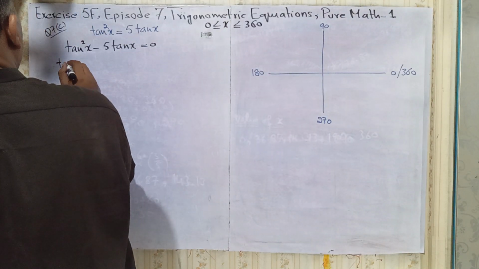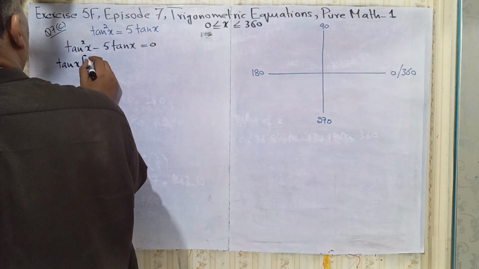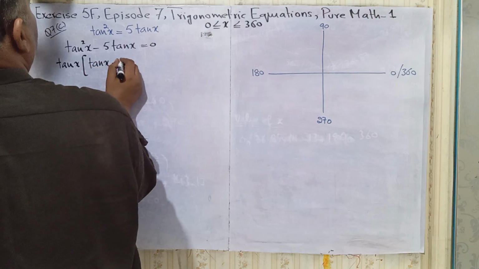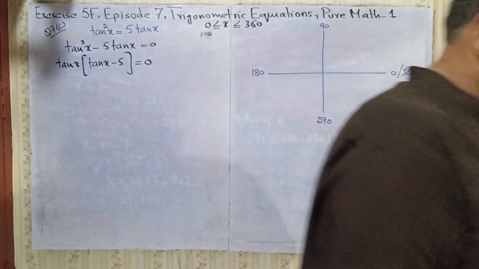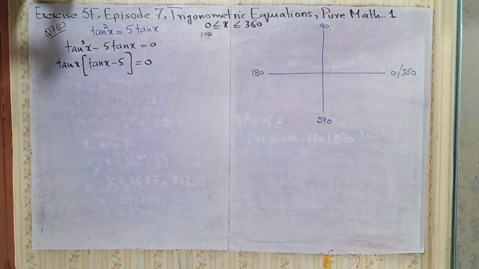So if I take the tan x common, you will have tan x minus 5 equals 0. I will make them equal to 0, because there are two expressions multiplying with each other and the answer is 0. So either the first expression is 0 or the second expression is 0. So I'm going to make them both equal to 0.